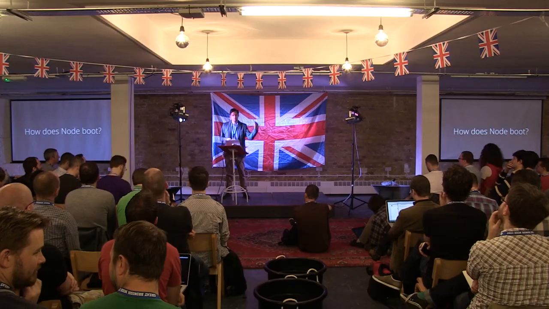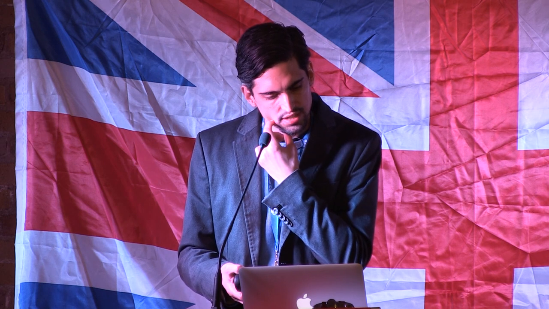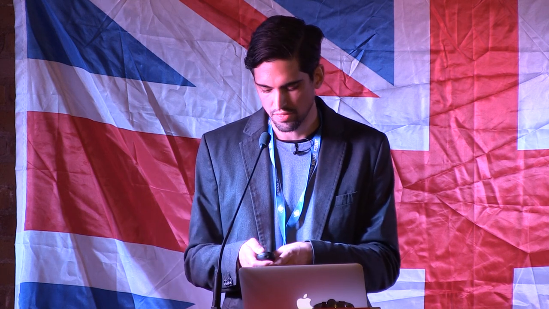So how does a node process start up? This is quite interesting because you can cut from C++ through JavaScript and then into your code. There's a file cunningly called node.js, which is invoked by a C++ function. And it sets up things like the process object, and it reads in your file with standard I/O. And it has a micro-module system for loading the core modules. And it's really interesting, because if you look at what it's doing, the core modules are actually compiled into the node binary, so they can be loaded faster. So I think that's quite interesting that they're part of Node. The standard library is kind of built into it.